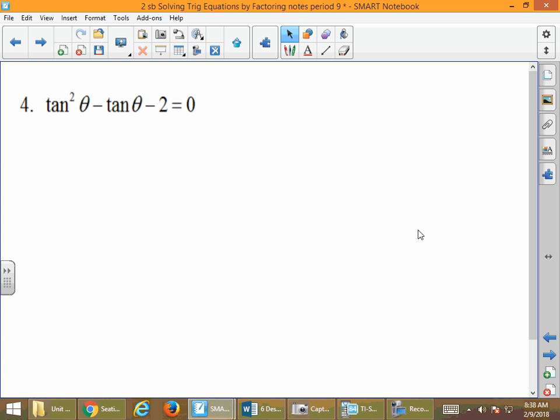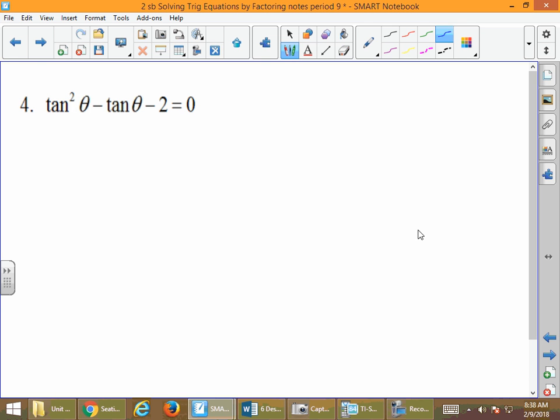We are still solving trigonometric equations by factoring. And the examples that we haven't looked at yet involve splitting the middle. We're going to split the middle factoring. And we've never factored when we had something like a tangent in here. But we can steal something that we use a lot in calculus called U substitution.